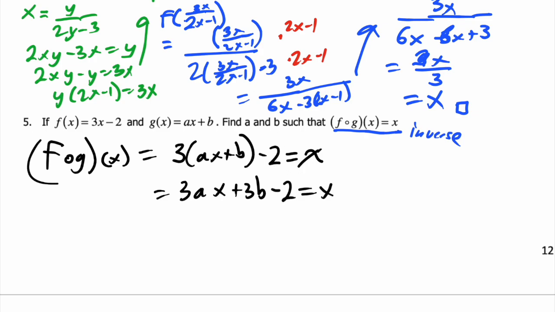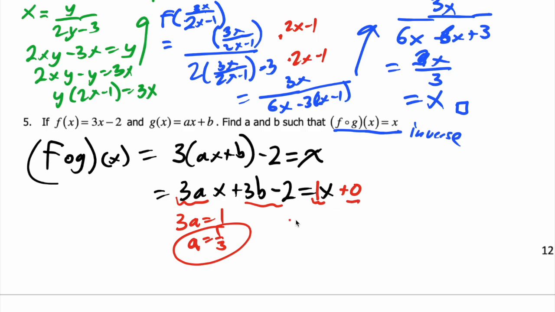Now if you look at this closely, we're going to do a lot of this later in the course. On the right hand side, I can write it as 1x plus 0, right? So then you can equate the coefficients, 3a, right? And on the right hand side, we got a 1. That means 3a equals 1, and a has to be 1/3. And if you look at the other part, 3b minus 2 has to be equal to 0, so b equals 2/3.